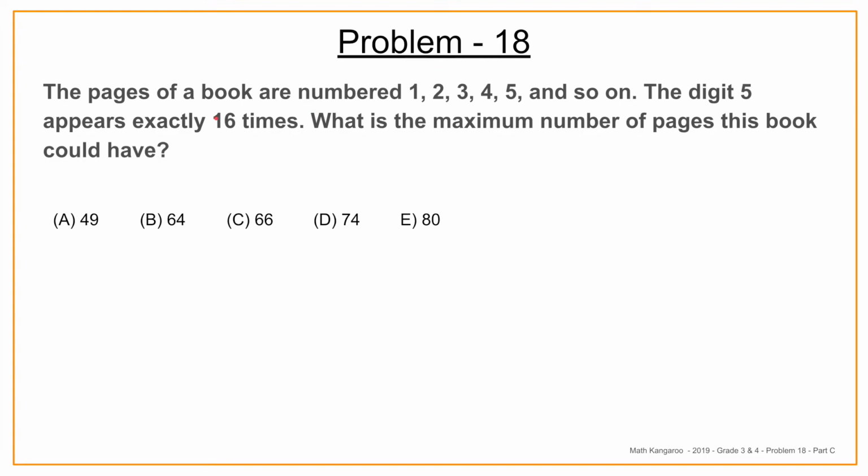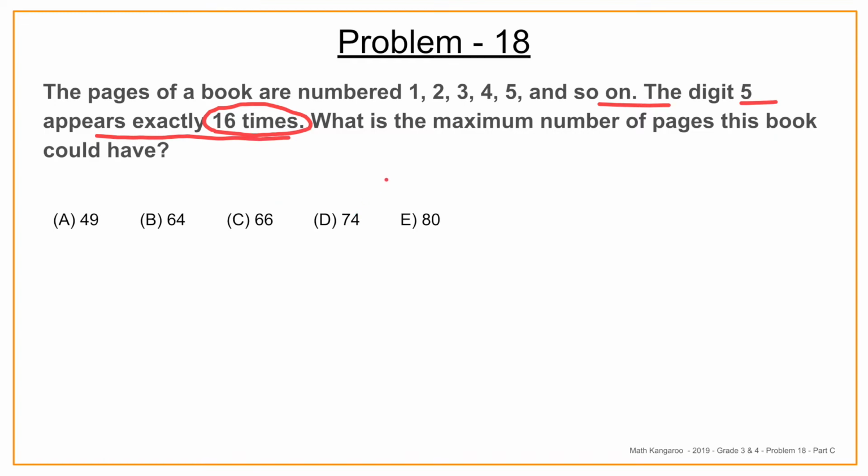Problem 18. The pages of a book are numbered 1, 2, 3, 4, 5 and so on. The digit 5 appears exactly 16 times. What is the maximum number of pages this book could have? These are our options. We need to count how many times the digit 5 appears in the page numbers from 1 to we don't know. The reason is that we have a fixed amount, 16 times. So once we know those numbers, we can fix it to 16 times and then we can get our answer.